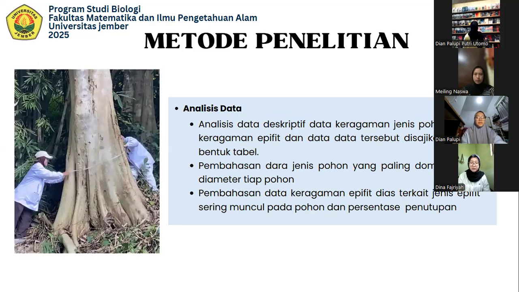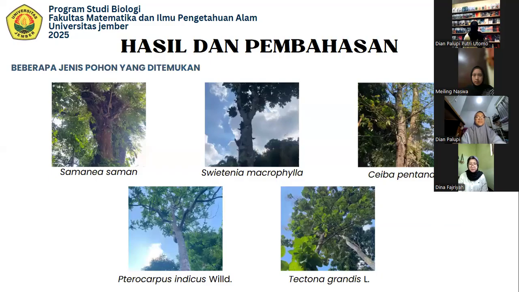All the data obtained is recorded and then analyzed descriptively using tree species diversity data and epiphytic diversity data, which are presented in tabular form. Discussions are then conducted on each dominant tree species, and the diameter of each tree is measured. Discussions are also conducted on epiphytic diversity data related to the types of epiphytes commonly found on the trees and their coverage percentage.